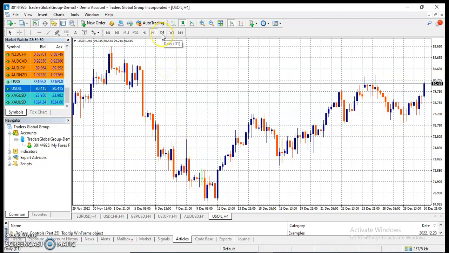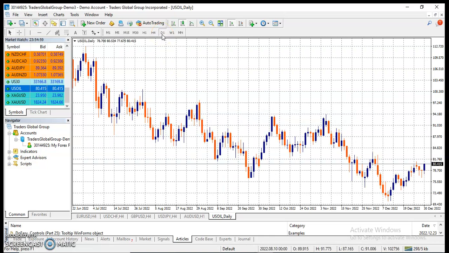To form. Now, if you go to daily, you can see the trend looks a little bit different from what you are seeing on H4 and H1. Yet we are still on US oil, but every single candle you see on a daily chart takes a whole day to form. So this candle, for example, the one I'm highlighting at the left hand side, takes a whole day to form.